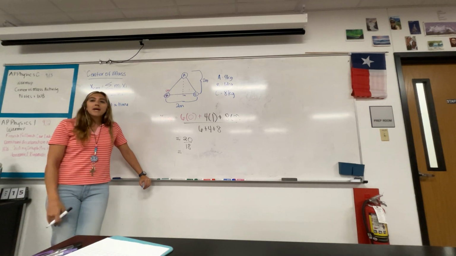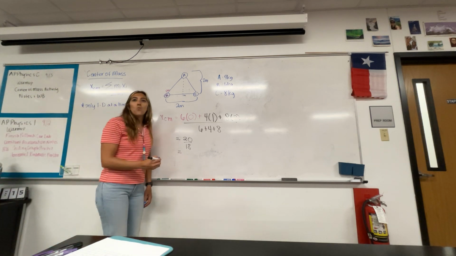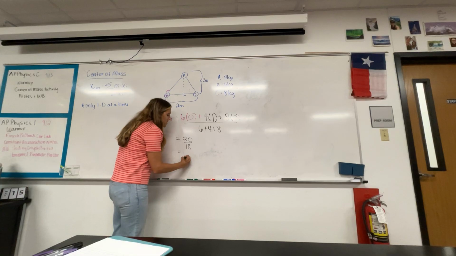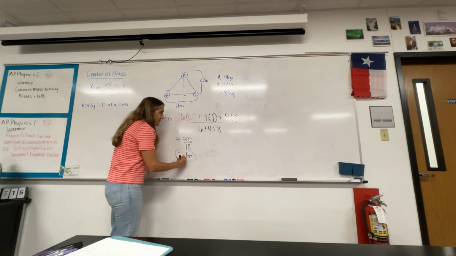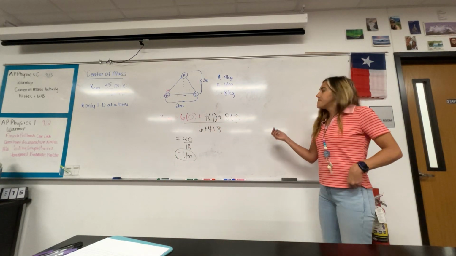So 20 divided by 18 with a calculator is, somebody? 1.1. Just 1.1? We'll just round it then. 1.1. Cool. All right, let's do the same thing in the y direction.